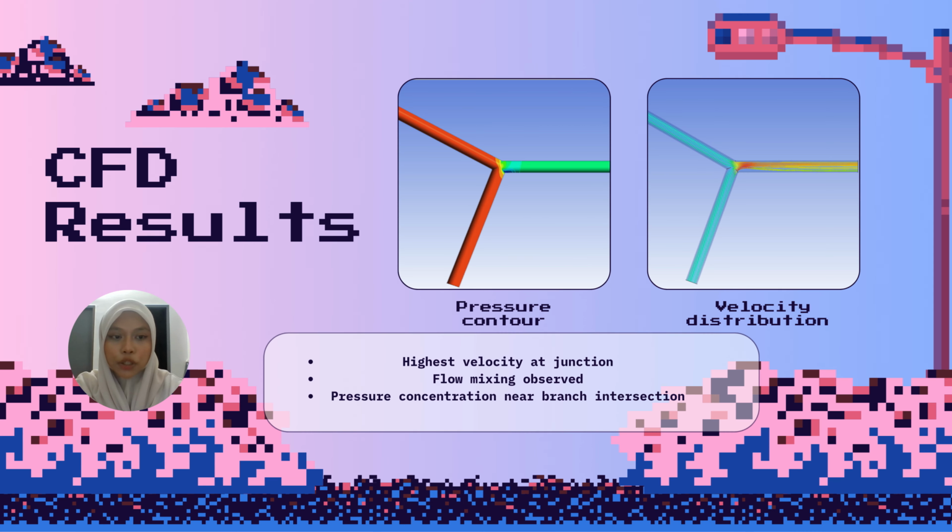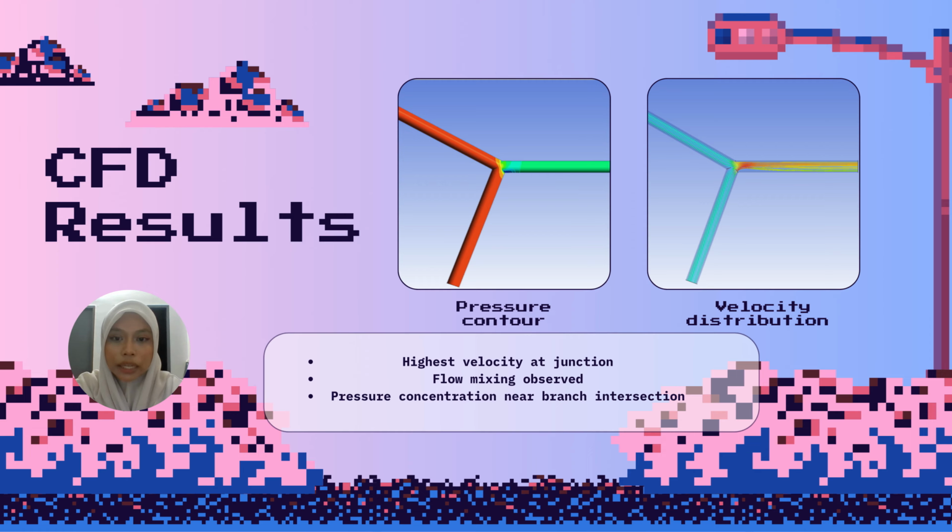Now, this slide shows our CFD simulation result for the pipe junction. On the left, we have the pressure contour. The colors show how pressure changes through the pipe. The orange and red areas indicate higher pressure, which we can see concentrated right near where the branches meet. On the right is the velocity distribution. Here, the green and yellow sections show where the fluid is moving fastest. As you can see, that's right at the junction point, where the two flow paths merge into one.